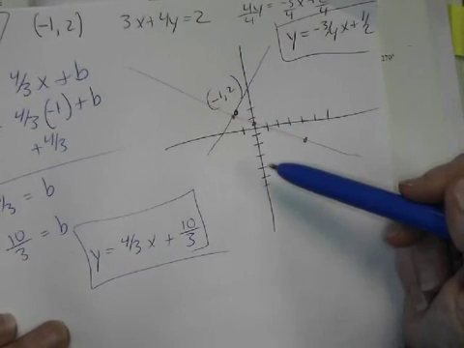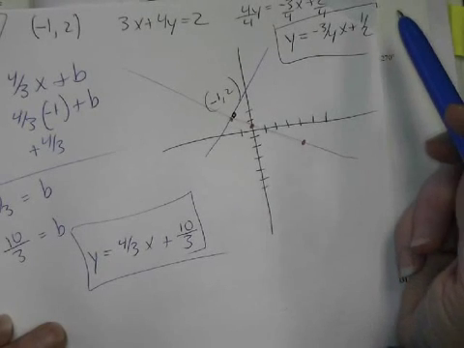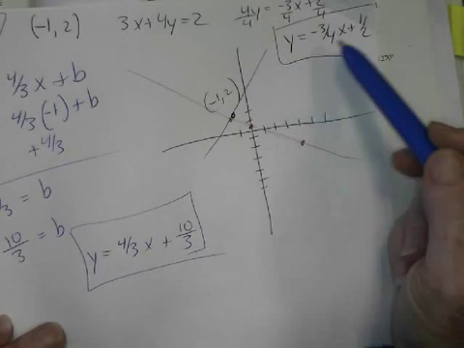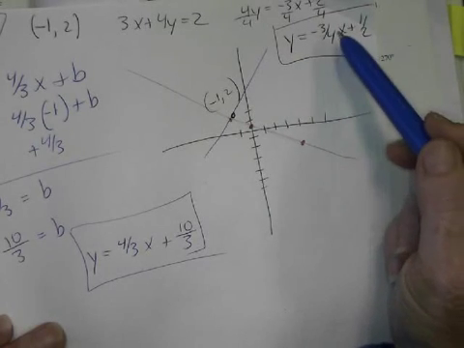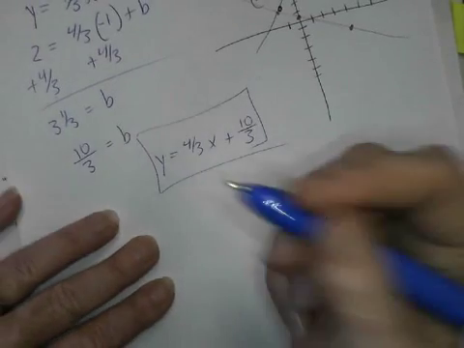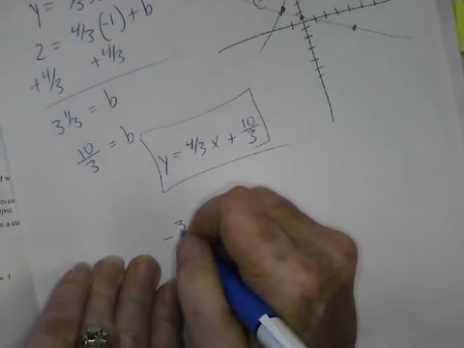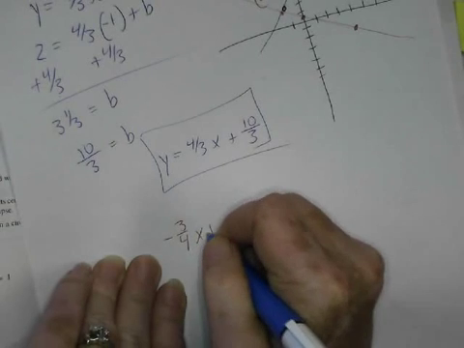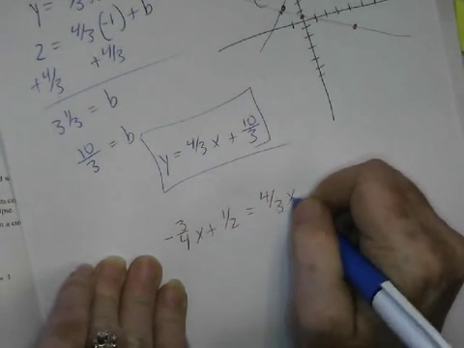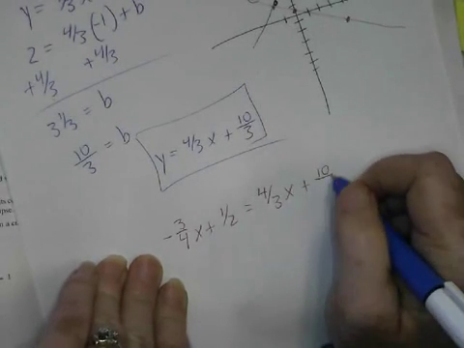So I like to use, we call it equal values method, or you can just call it substitution. Since this y is equal to that, I can set this thing equal to this thing. So I'll go -3/4 x plus 1/2 is equal to, it's like fraction math city right here, 10/3.